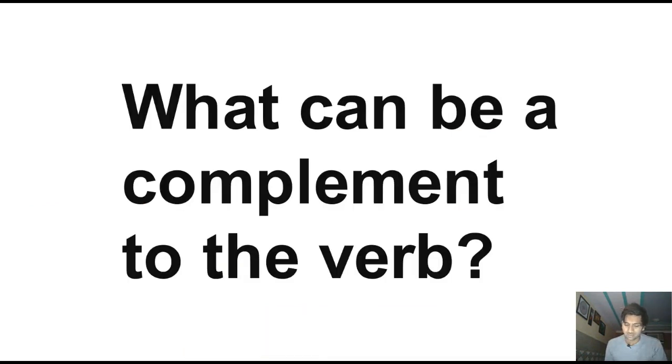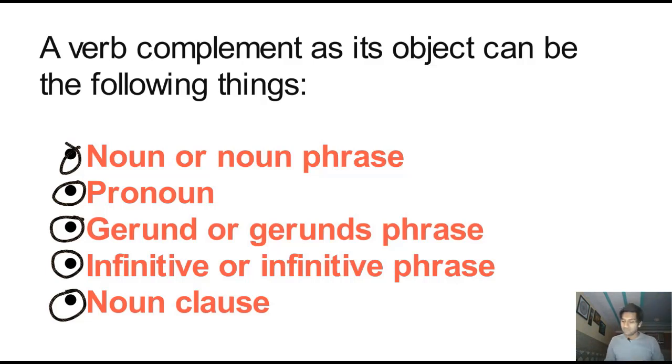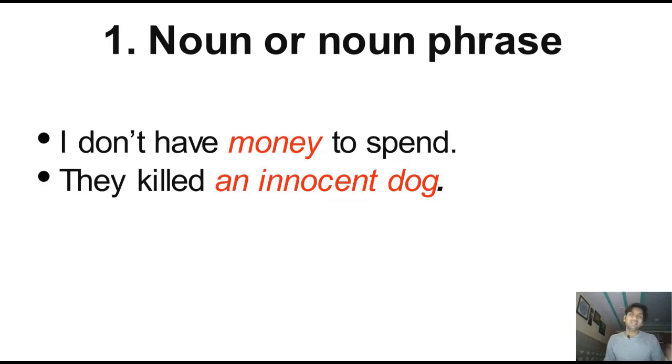Now the next question is, what can be a complement to the verb? What can be a verb complement, right? Since it's an object, it can be a noun or a noun phrase. It can be a pronoun. It can be a gerund or a gerund phrase, obviously. It can be an infinitive or an infinitive phrase. And it can also be a noun clause. All right, let's understand all of them one by one with examples. Number one, noun or a noun phrase. Single word noun or a noun phrase, a group of words, a phrase that functions as a noun.